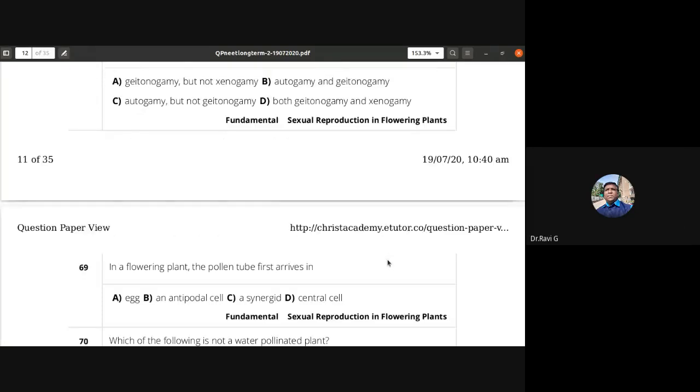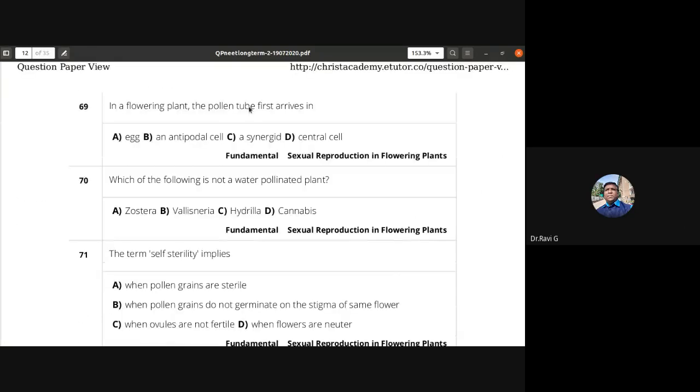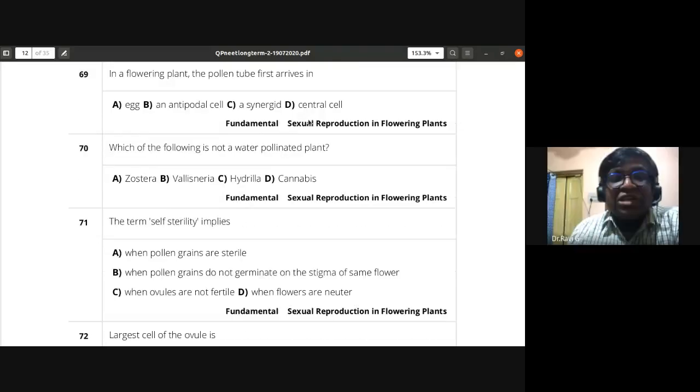68, B is the answer. In a flowering plant, the pollen tube first arrives in the egg, antipodal cell, synergid, or central cell. Synergid is the answer. In a flowering plant, the pollen tube first arrives in the synergid and deposits its contents in the synergid, through the filiform apparatus of the synergid. So synergid is the answer.